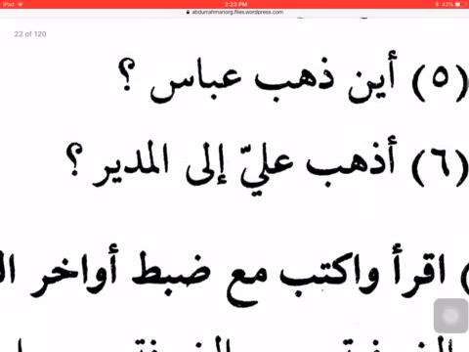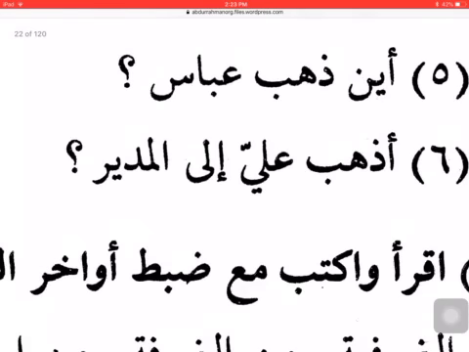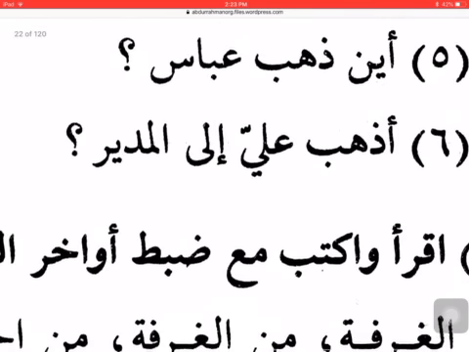Aina dhahaba Abbasun? Where did Abbas go? So Abbas, he went to the principal. So dhahaba Abbasun ilal mudiri. Dhahaba ilal mudiri works. Dhahaba Abbasun ilal mudiri works better. After dhahaba, the word Abbas is actually showing us who is the one who did the action. This is something we will do in grammar. I don't want to go too much in detail about this.